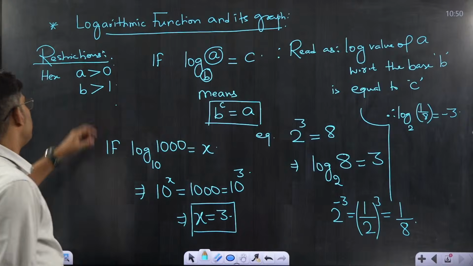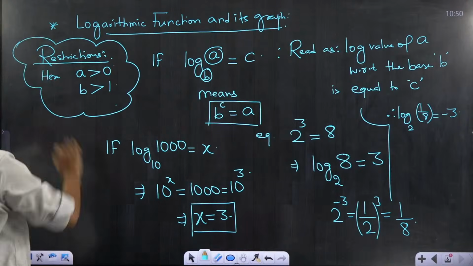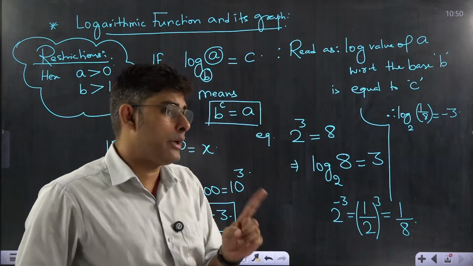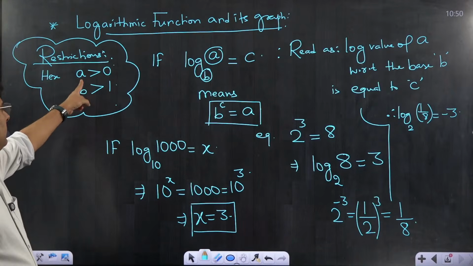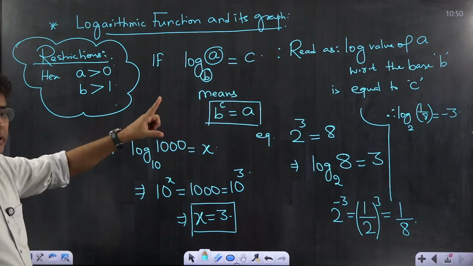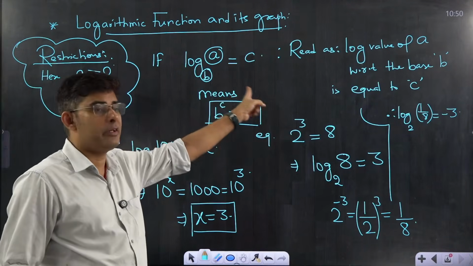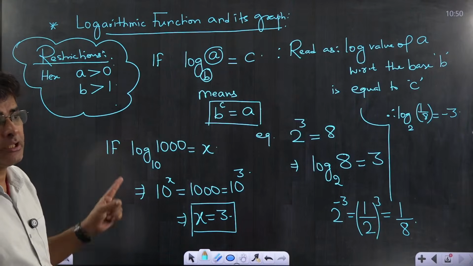So very, very important restriction we have whenever we have log. Remember, log value can be positive, log value can be negative, but the restriction is that whose log you are calculating should always be positive, and the base that you are taking should always be greater than 1. This is a very important feature of log.